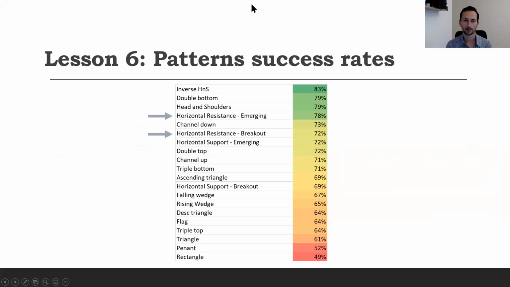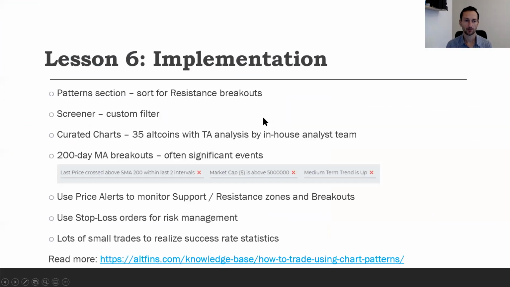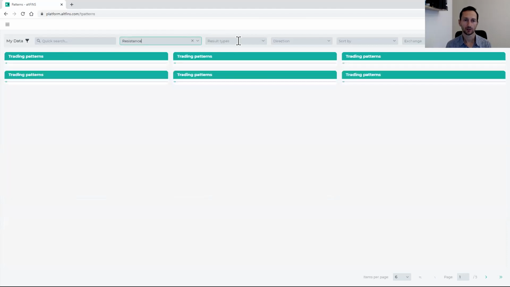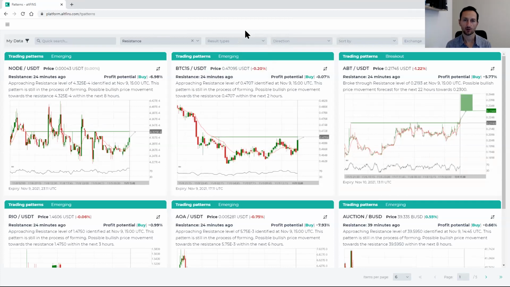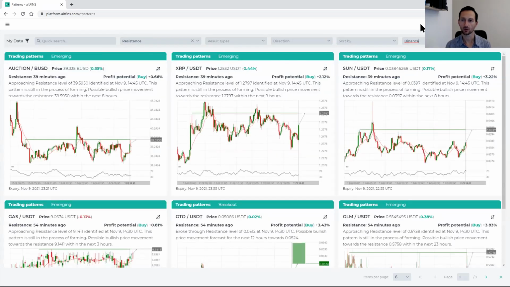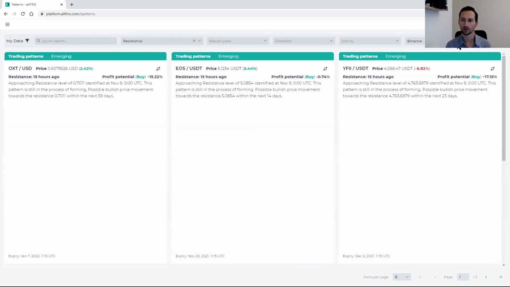Any case, let's talk about what else? Implementation. So I've already shown one way to find these opportunities, basically on the pattern section, right? You can sort this, look for resistance only. You can look for emerging or breakouts or both. And you can also sort by exchange. If you're on Binance only, you can make sure that you're looking at trading opportunities just for the exchange that you have an account with.